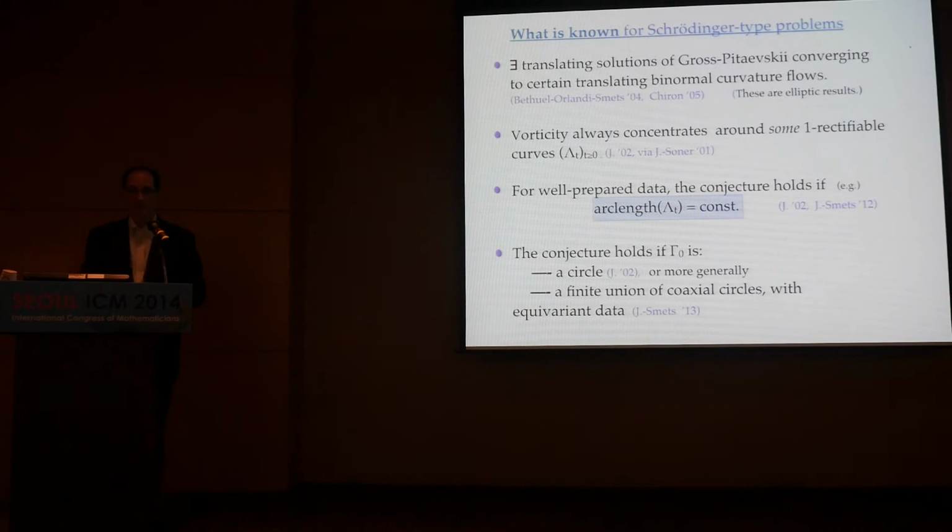Secondly, roughly speaking, vorticity always concentrates around some one-dimensional curve. And so under only energy bounds on the initial data, one can at least extract a kind of limiting geometric object, a limiting vortex curve, with the right geometric structure in the sense of being a one-dimensional curve with tangents everywhere. And then we have various conditional results, which say, for example, the conjecture is true if I could verify that these limiting vortex curves don't lose arc length. If the arc length is constant, then the conjecture would hold.